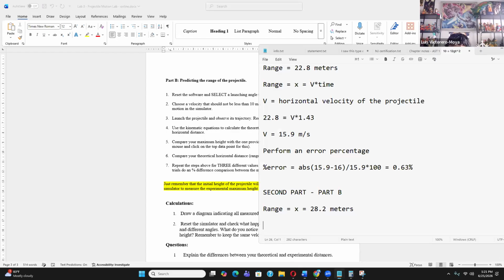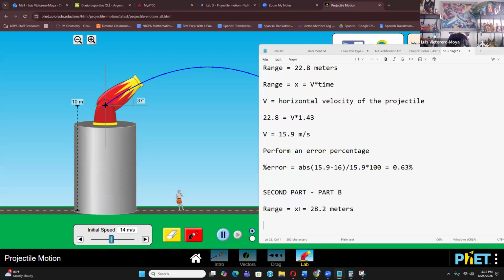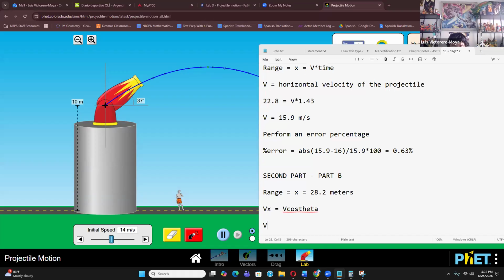Okay. So how do you find the maximum height? If the angle is 37 degrees and the projectile goes a little bit farther, right? Vertically. So the initial speed is 14 meters per second, but that's 14 at this angle. So you are going to find Vx, which is V cosine theta, and Vy, which is V sine theta. So this will be 14 times cosine of 37 degrees, don't forget. And this is 14 times sine of 37.